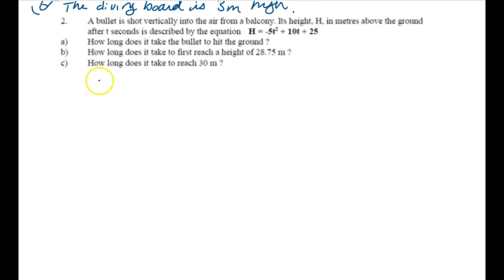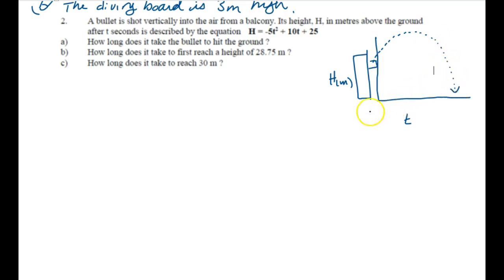Alright, question number 2. A bullet was shot vertically into the air from a balcony. Its height 8 meters above the ground after t seconds is described by the equation. Alright, so another situation here of a quadratic. The graph is negative, so we'll point down. You don't have to do a sketch. Sometimes people find it useful. So height is in meters, time is in seconds. So someone's doing a science experiment. They're here on a balcony. So let's put the building over here, on the balcony, and they shoot an object into the air.